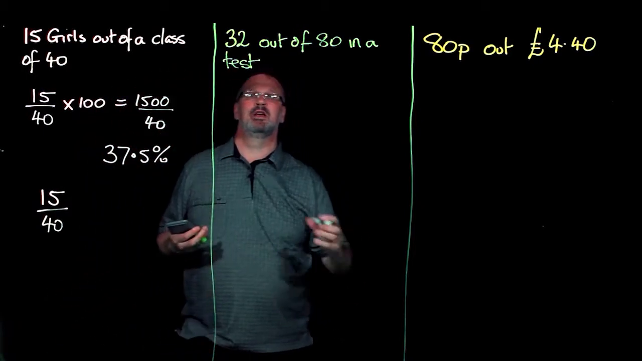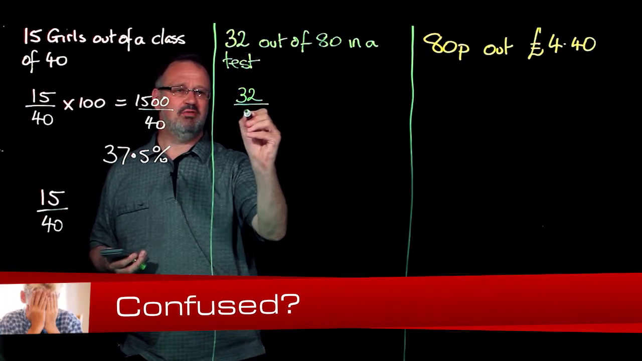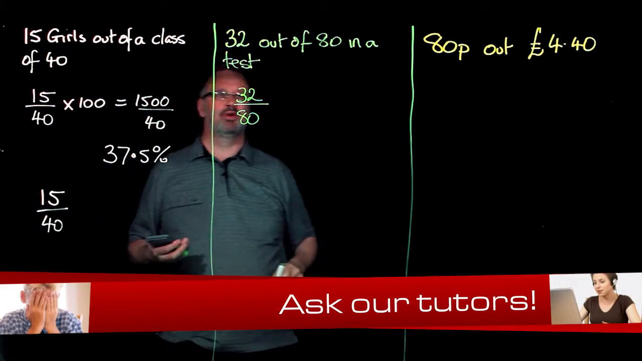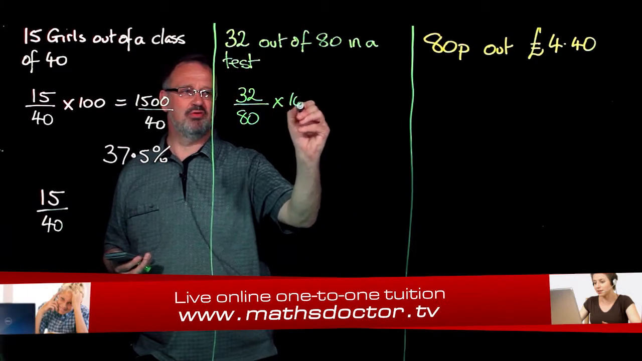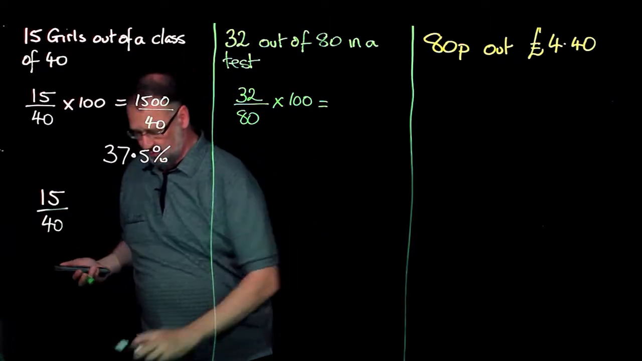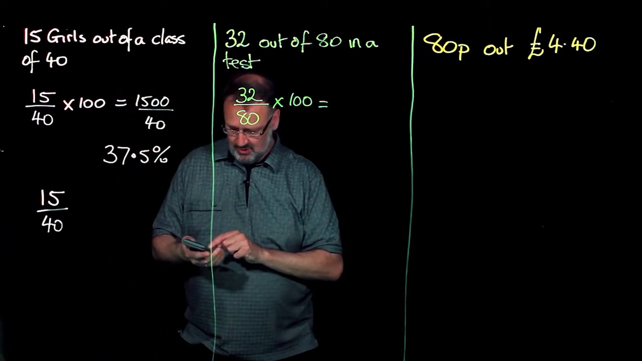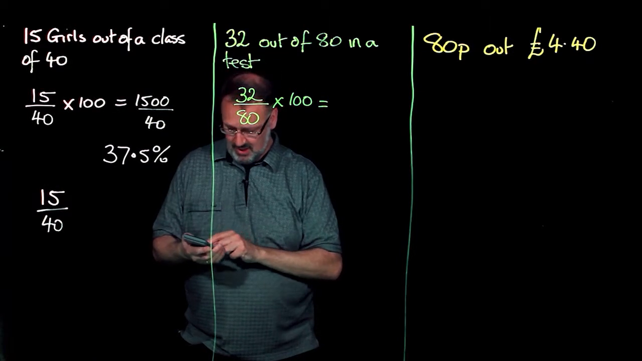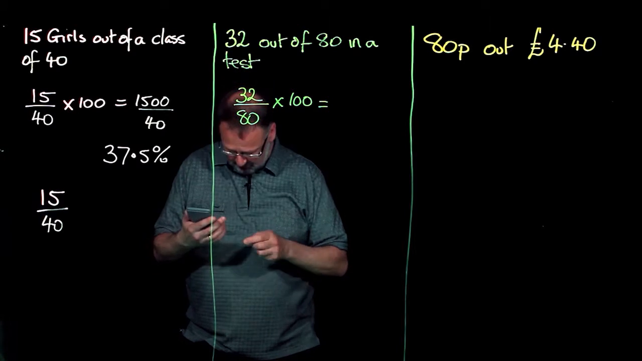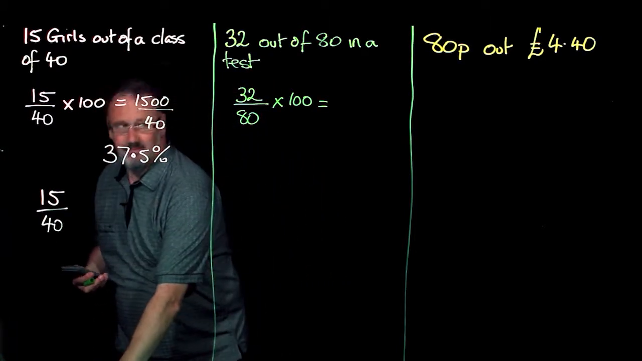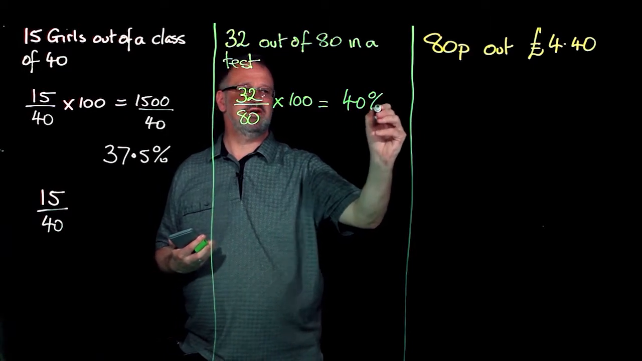Second one, again, 32 out of 80. So immediately, here is my fraction. To turn it into a percent, multiply by 100 equals, again resorting to my calculator, 32 divided by 80 equals times 100 equals, and I get the answer 40. So this is going to be 40%.